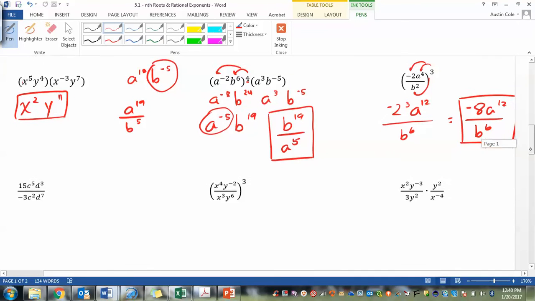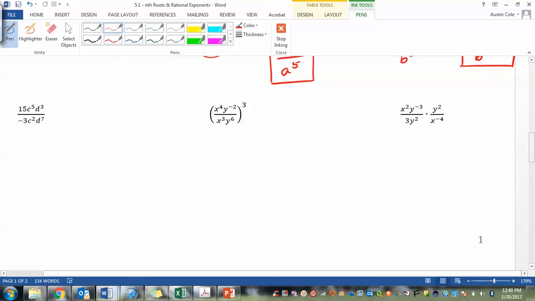Okay, moving on to the next one. First of all, let's diagnose this number issue. When I have a number, if I just had 15 over negative 3, what does that reduce to? It reduces to negative 5, right? So I'm going to cancel 3 there, and cancel 3 from 15 to make this 5. So in my answer, I'm going to have 5 in my numerator, and actually I'm going to make that a negative 5. We usually take the negative sign and move it to the numerator.